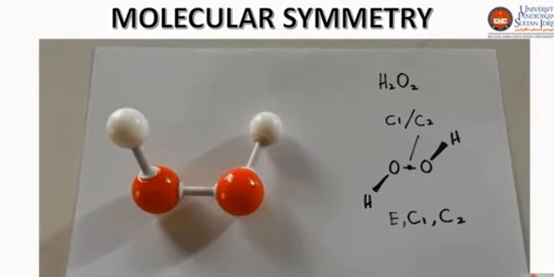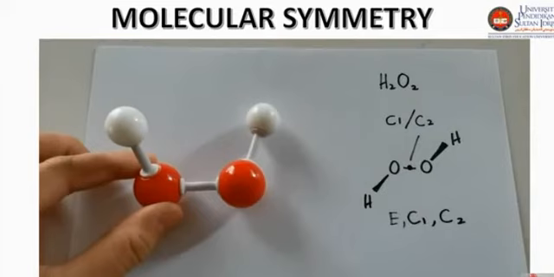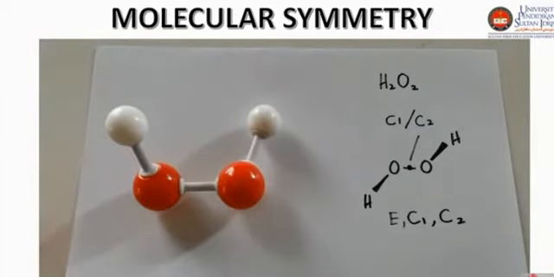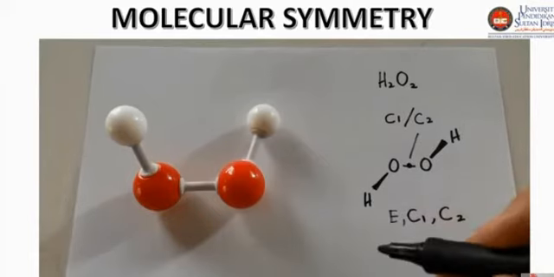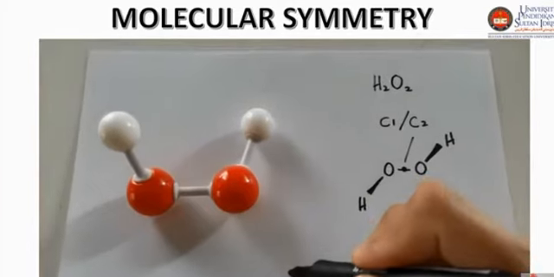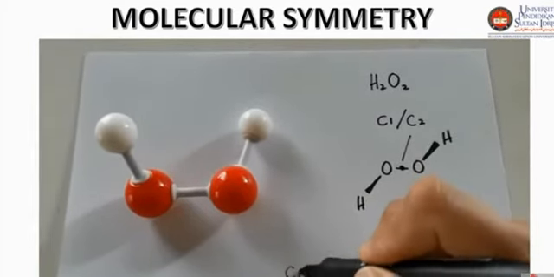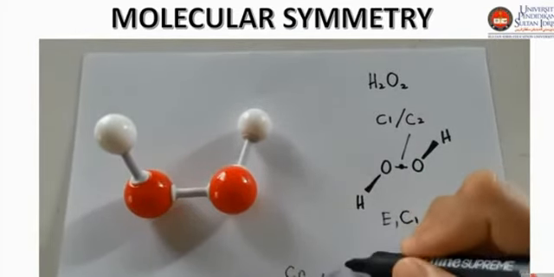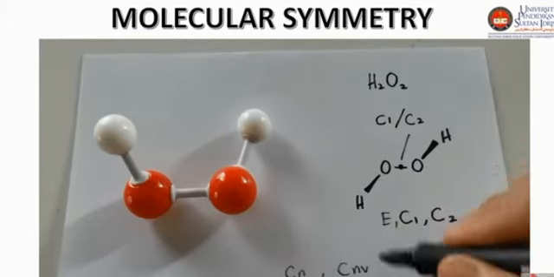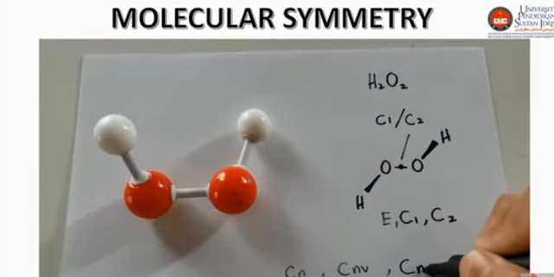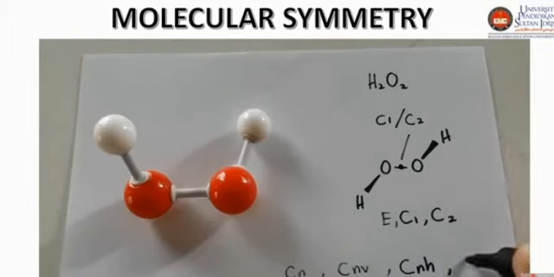Last, we want to find the point group for this molecule. So we can see that this molecule has C2 and C1. So our options are, the point group can be Cn or CnV or CnH or C infinity V.